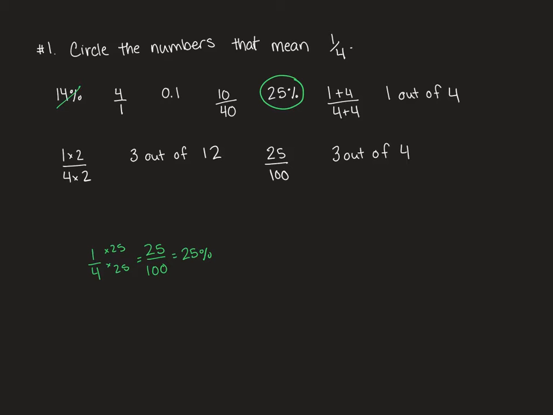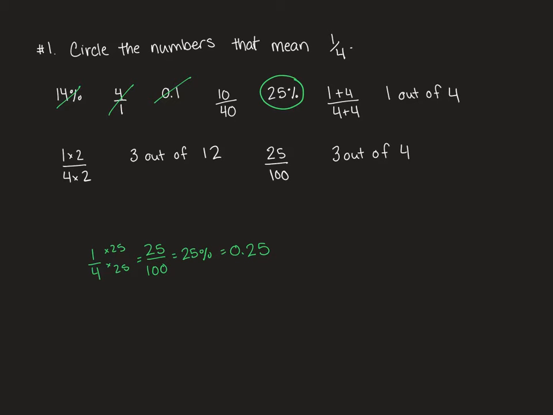Then our next one is a fraction. 4 out of 1. Is 4 out of 1 the same thing as 1/4? No, right? This is the reciprocal, but they do not give you the same amount. Is 0.1 the same? Well, we could figure out what it would be as a decimal. To go from a percent to a decimal, we just divide it by 100, right? So it would be 0.25. So this is not equivalent.